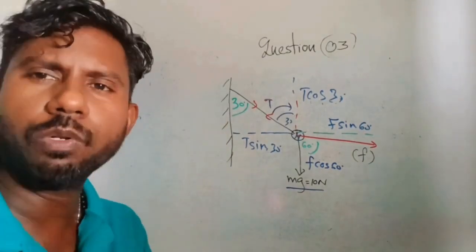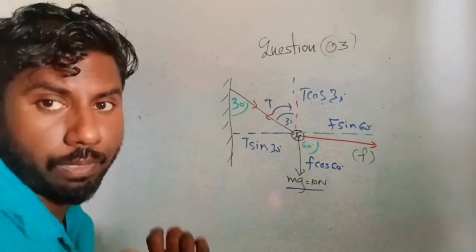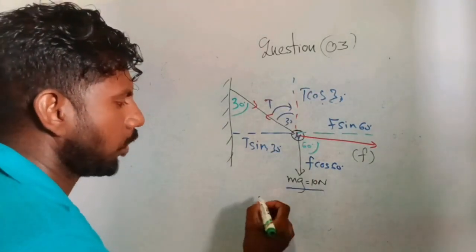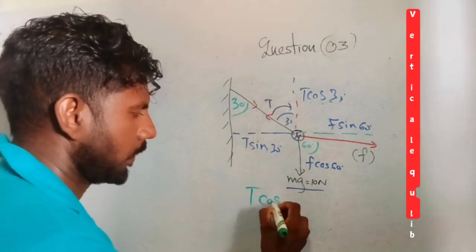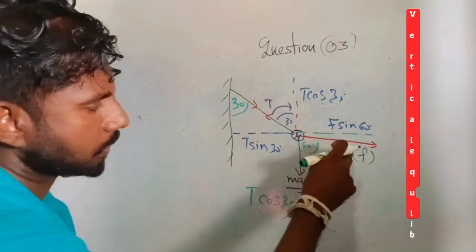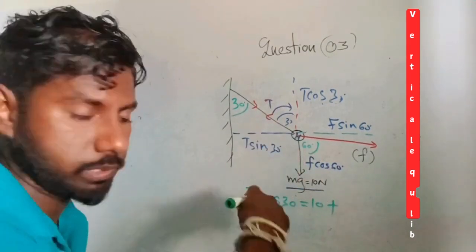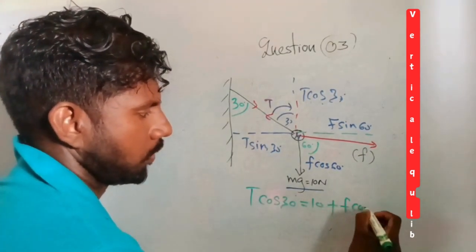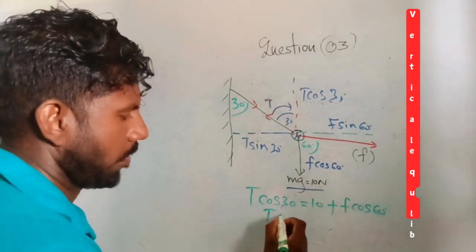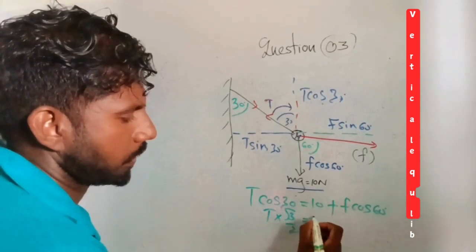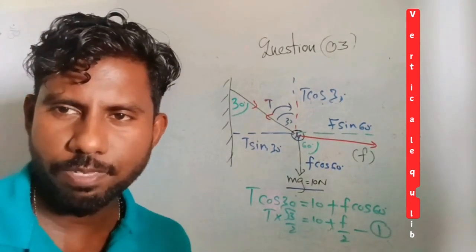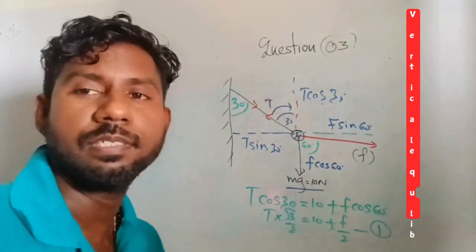Upward forces must be equal to downward forces for the equilibrium. So for the equilibrium of this object, upward forces T cos 30 has to be equal to downwards mg, 10 Newton, plus F cos 60, which is also downwards. So T cos 30, with cos 30 being root 3 over 2, equals 10 plus F over 2. In this equation you can see we have two unknowns, so we need two equations.